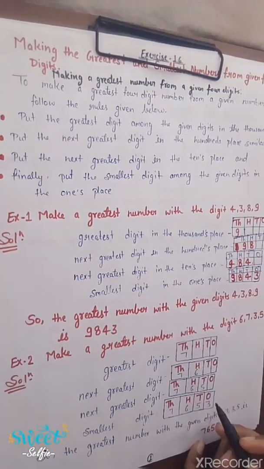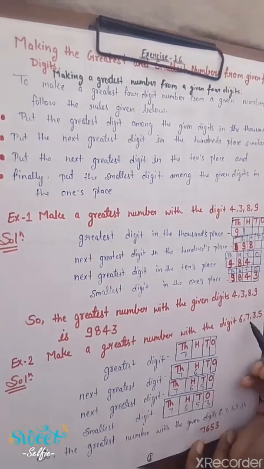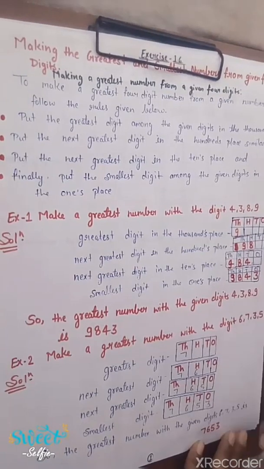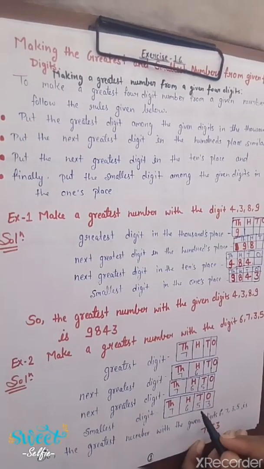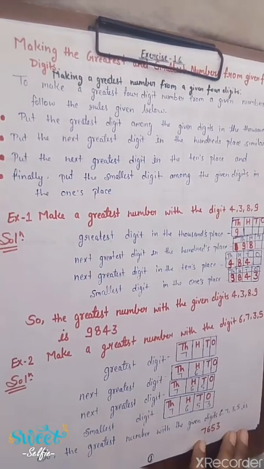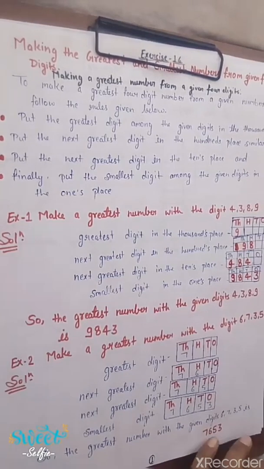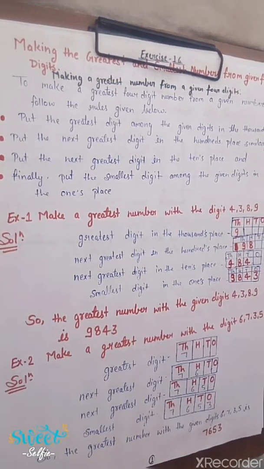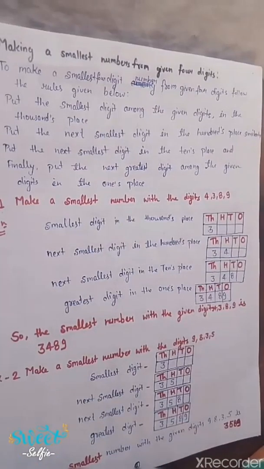And now we have to write the smallest digit. Which is the smallest digit among these digits? Yes, 3. So we can see here this is the number 7653. So the greatest number with the given digits 6735 is 7653. Okay, so I hope you have understood how we can make the greatest number from a given 4-digit number. Next is making the smallest number from given 4 digits.